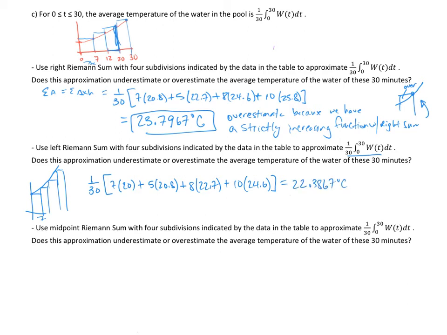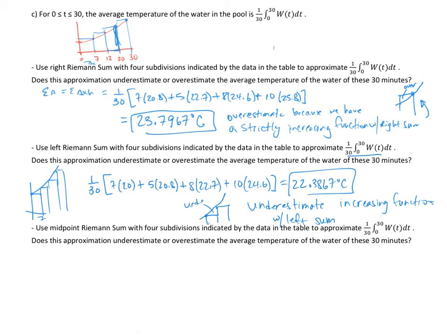22.3867 degrees Celsius. And this is an underestimate, again, because it's an increasing function with left sums. So you could show the visual for it again. There's my left sum, there's my left sum. So that's an underestimate.